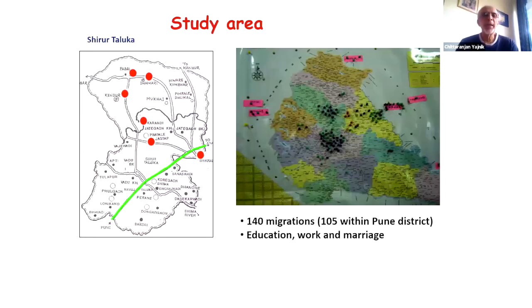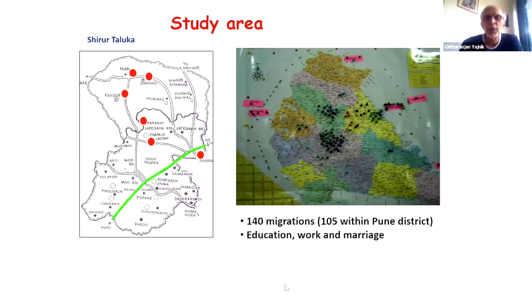So this was the area. 6 villages, about let's say 30 to 70 kilometers away from Pune. And this is the distribution of the subjects in these villages. So that was the geographical background.